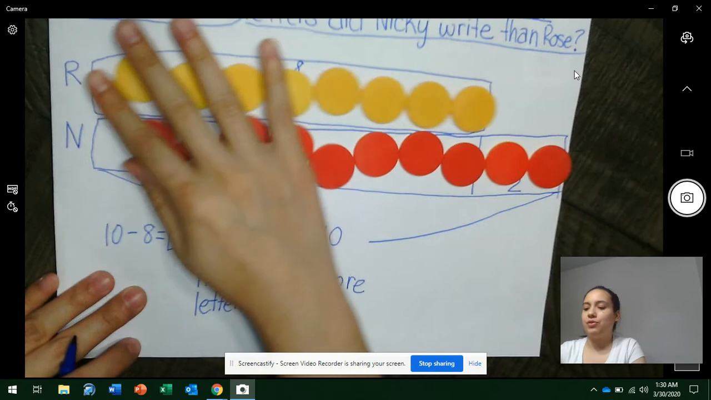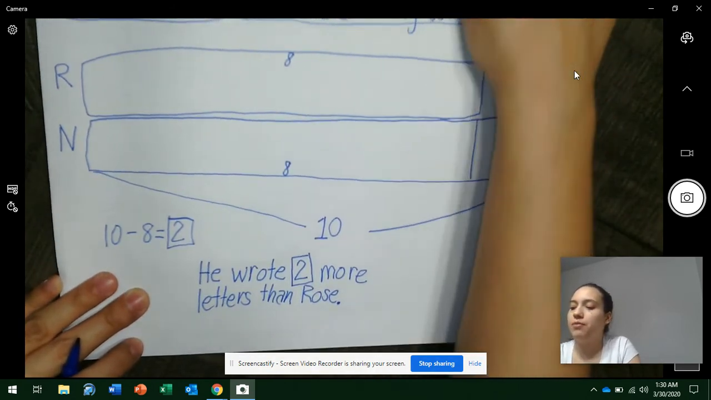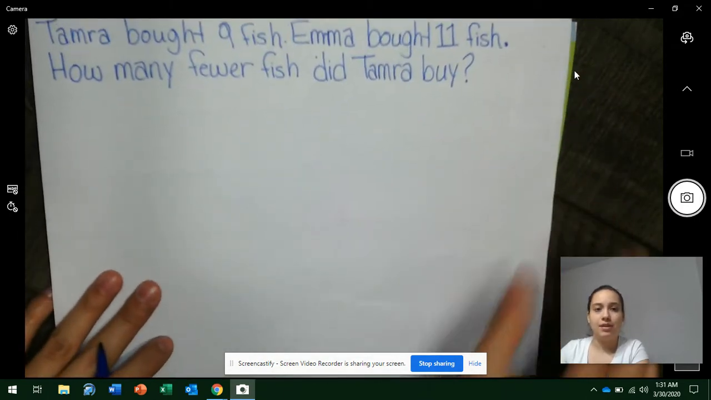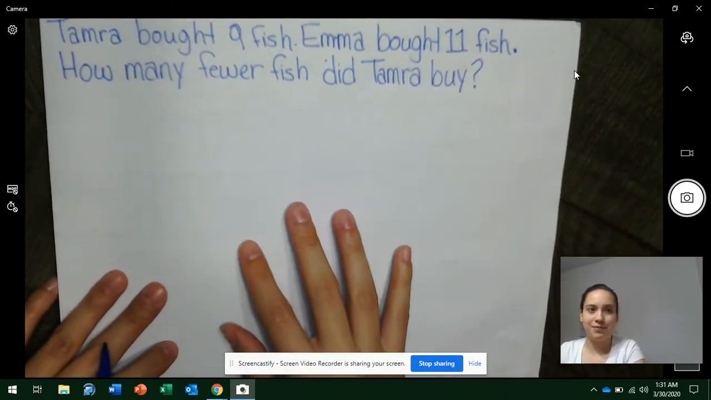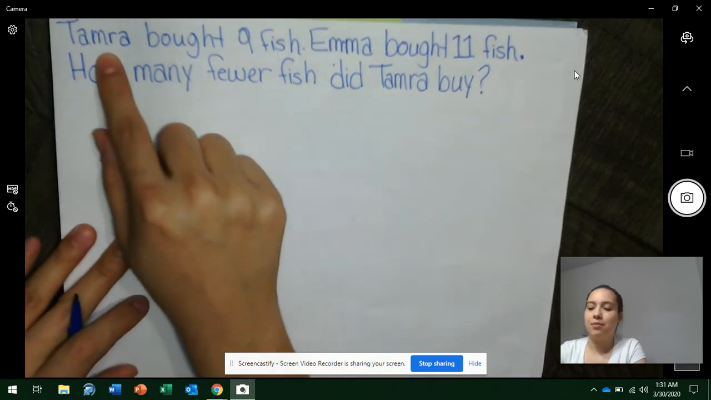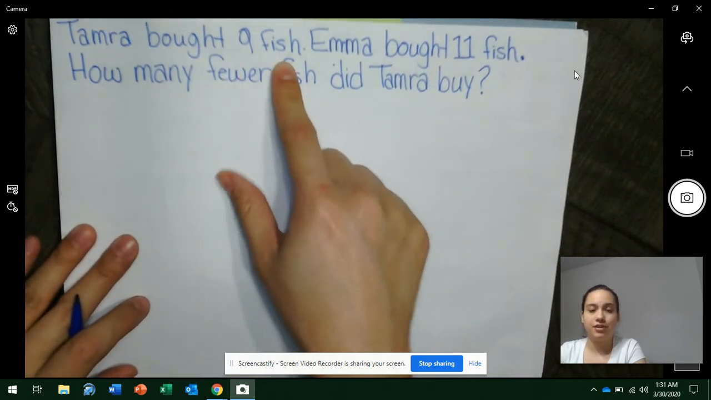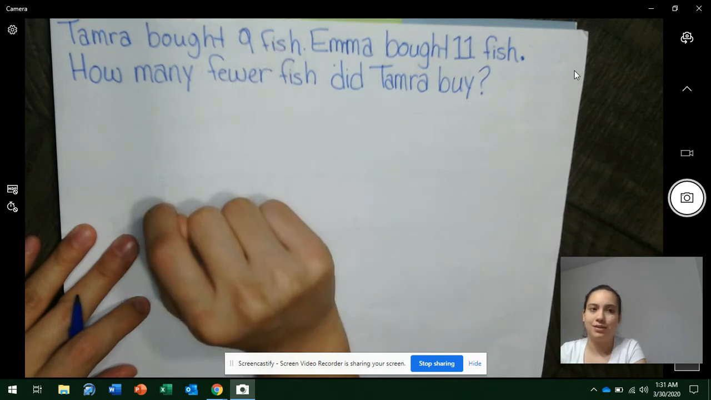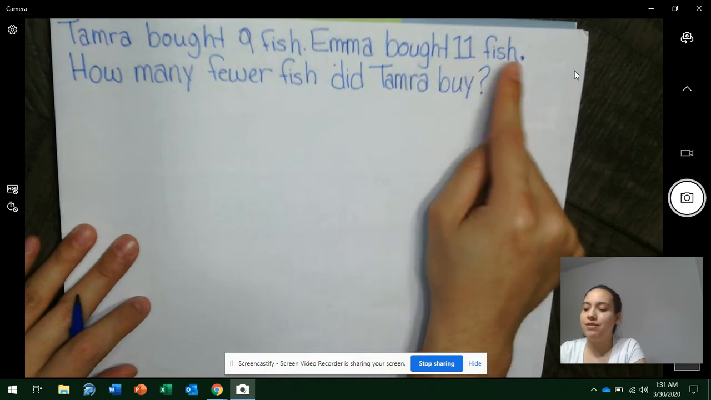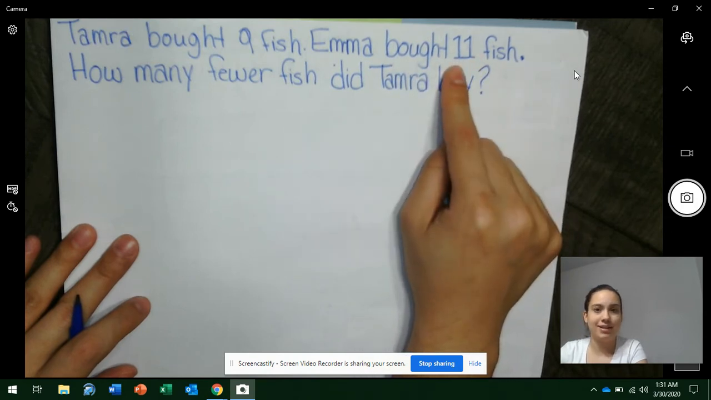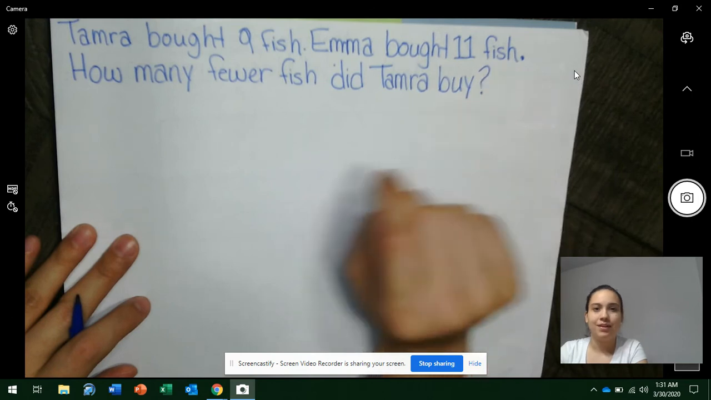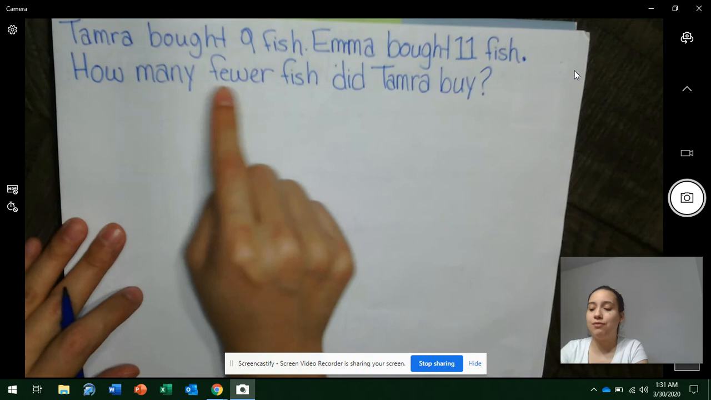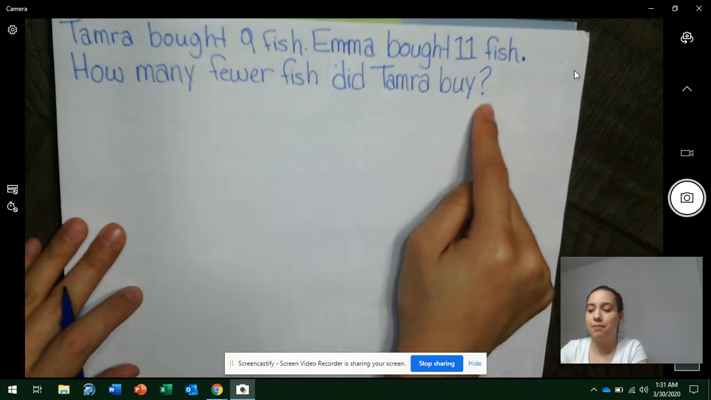Very good. So now I'm going to take these counters off and we're going to practice with our second problem, and you're going to write your problem in the second section where you divided your paper. Ready? Tamara bought 9 fish. How many fish did she buy? Get ready. Awesome. Emma bought 11 fish. How many fish did Emma buy? Get ready. Very good. Let's read the question together. How many fewer fish did Tamara buy?